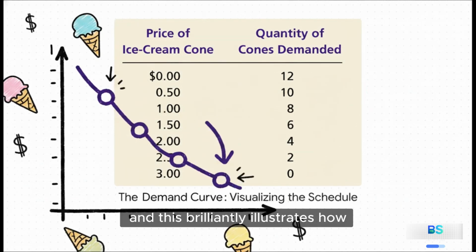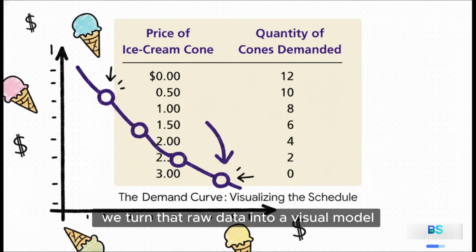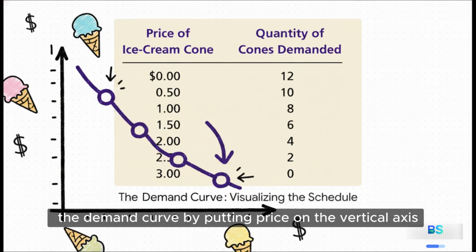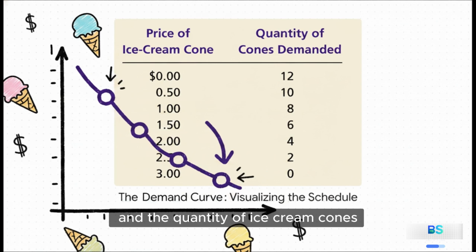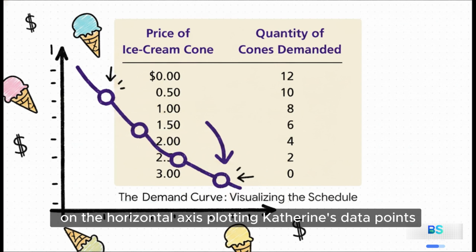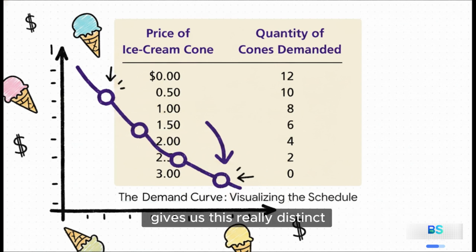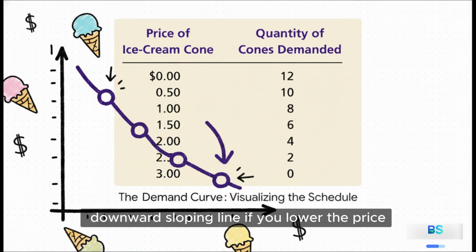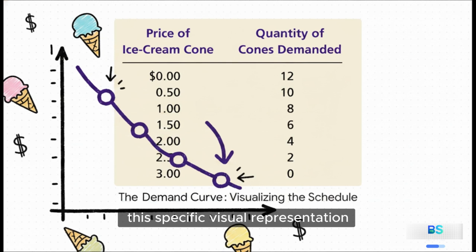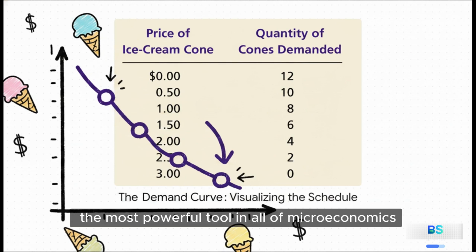And this brilliantly illustrates how we turn that raw data into a visual model, the demand curve. By putting price on the vertical axis and the quantity of ice cream cones on the horizontal axis, plotting Catherine's data points gives us this really distinct downward sloping line. If you lower the price, you literally just slide right down the curve, resulting in a higher quantity of cones demanded. This specific visual representation, it is easily the most powerful tool in all of microeconomics.